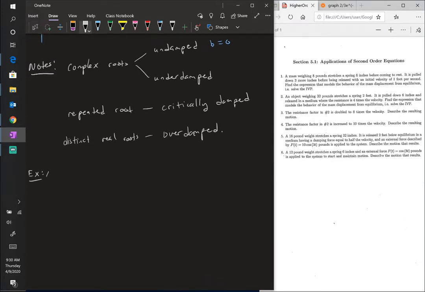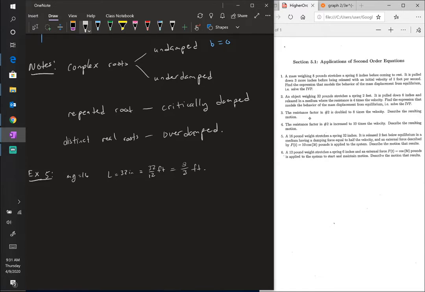Now, example 5 says a 16-pound weight stretches a spring 32 inches. So mg is 16, L is 32 inches, which is really 32/12 feet. And that can reduce to 16/6. Divide by 4, 8/3 feet.